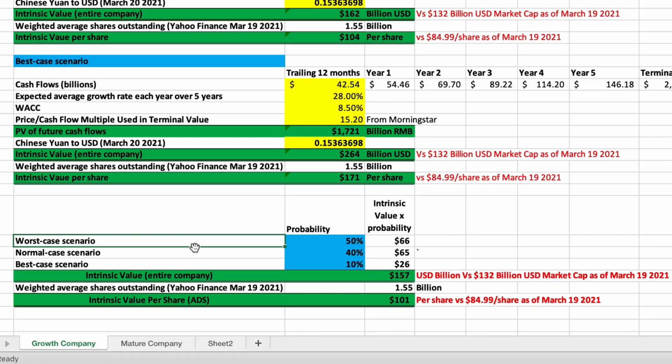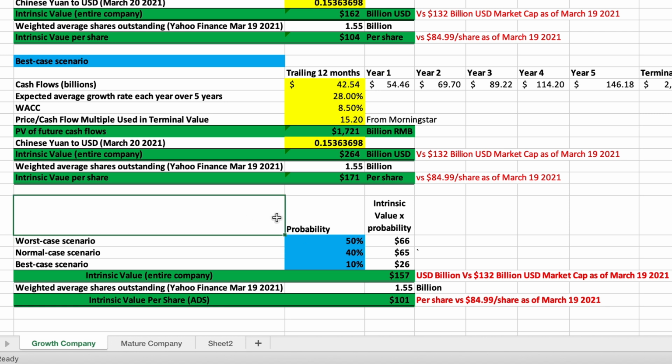Here is another assumption I'm making. I'm giving the worst case scenario a probability of 50%, the normal case scenario a probability of 40%, and the best case scenario 10%. Personally, I believe that the normal case scenario is more realistic. The best case scenario is too optimistic, and the worst case scenario is probably too pessimistic.